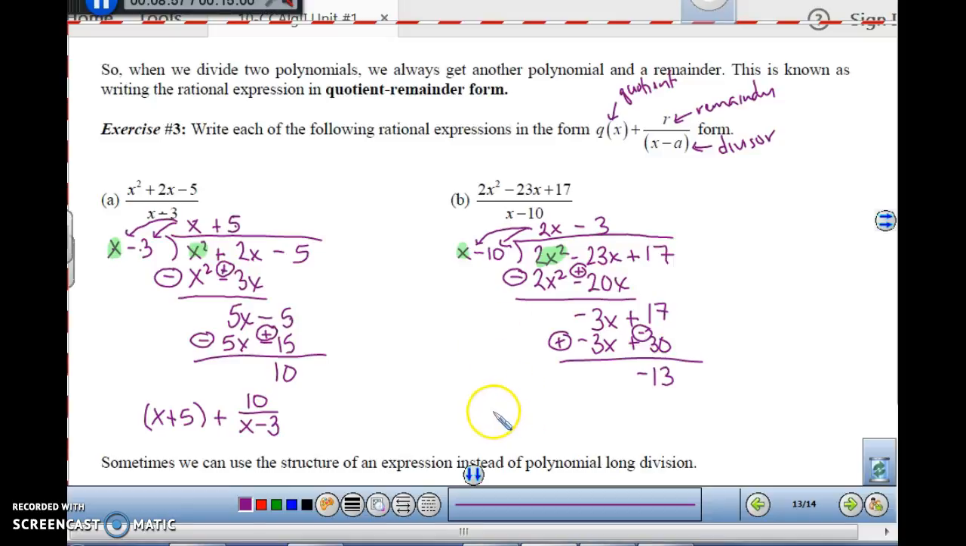So my final answer will be 2x minus 3, my quotient, plus the remainder, which is negative 13, over the divisor, x minus 10. You may also see this as 2x minus 3 minus 13 over x minus 10. That's the same thing. We just made this plus negative.